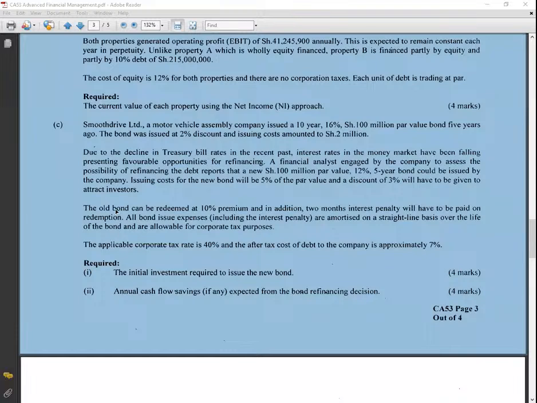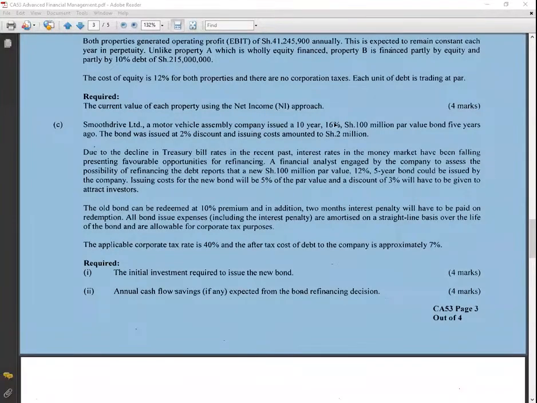Now, ladies and gentlemen, for the old bond, I would want you to tell me every year I will be paying how much as interest. For the old bond, it is up here. Motor Vehicle Assembly Company issued a 10-year bond, 16%, shillings 100 million par value, 5 years ago. The bond was issued at 2% discount and the issuing cost amounted to 2 million. So for this old bond, are you able to see the interest rate? The interest rate of the bond here is 16%.